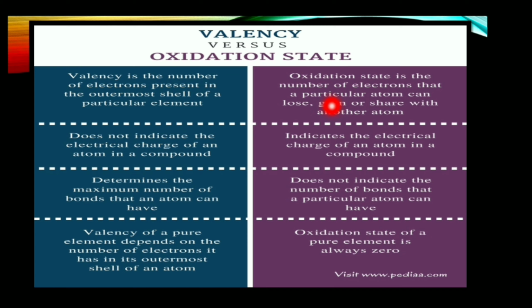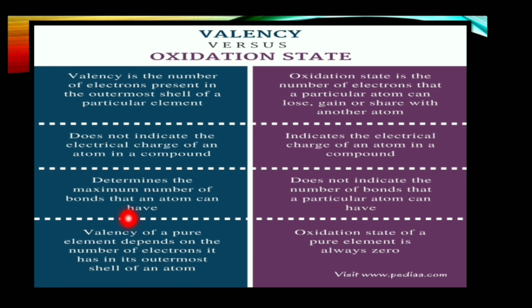By losing the electron, it shows the positive charge, called the cation. By gaining the electron, it shows the negative charge, called an anion. Valency does not indicate the electrical charge of an atom in a compound, but oxidation state indicates the electrical charge of an atom in a compound. Valency determines the maximum number of bonds that an atom can have, but oxidation state does not indicate the number of bonds that a particular atom can have.